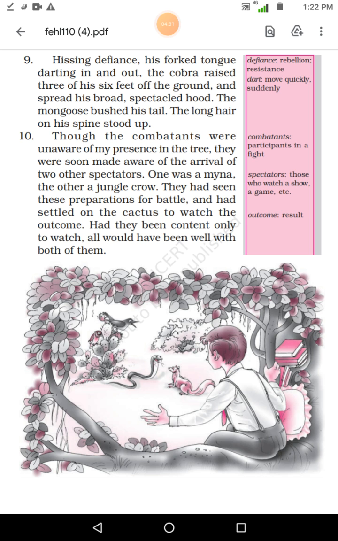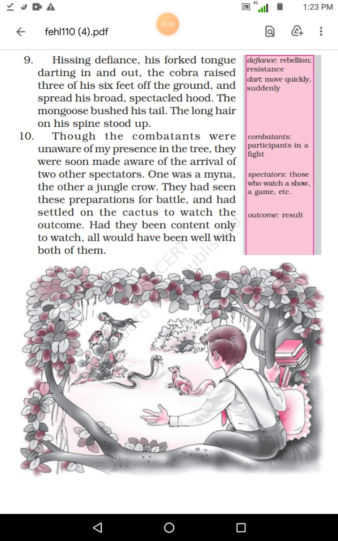The mongoose bushed his tail. The long hair of his spine stood up. Okay. So now you understood how the scene is. You can also see it so clearly how the snake is standing 3 feet above with its spectacled hood, and at the right side you can see the mongoose, yes, with its bushy tail.